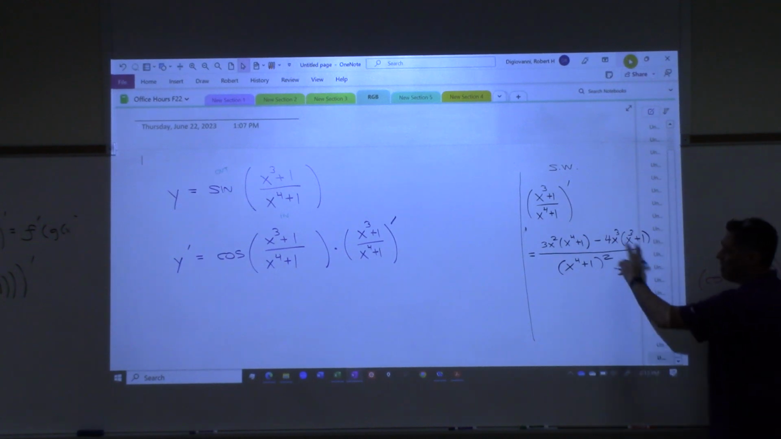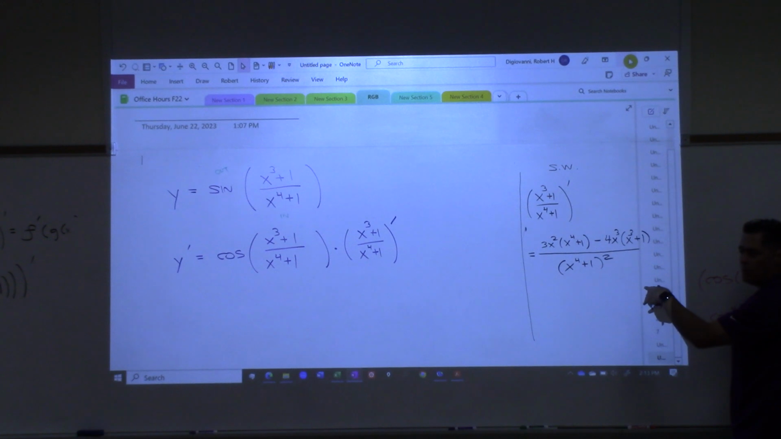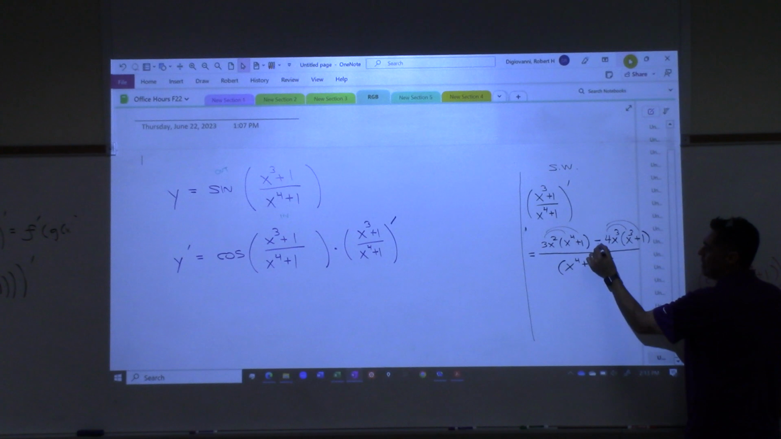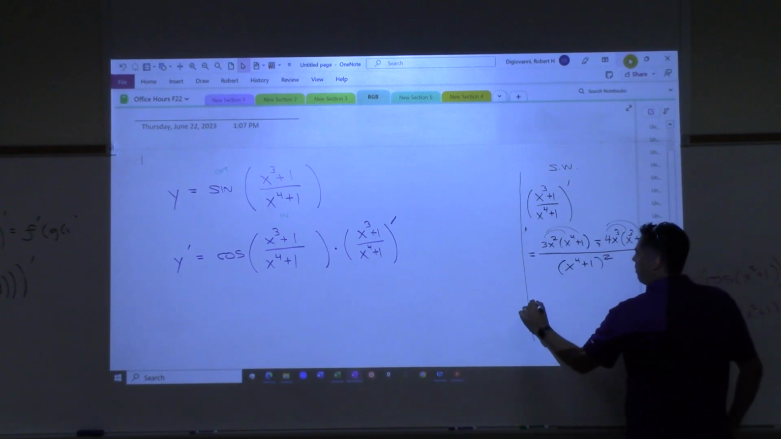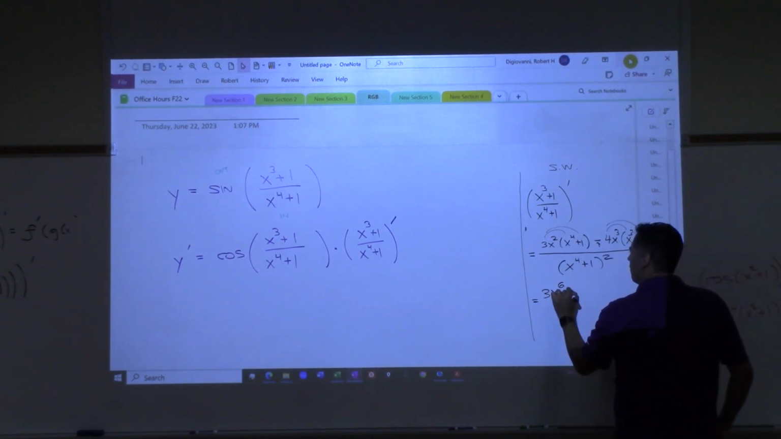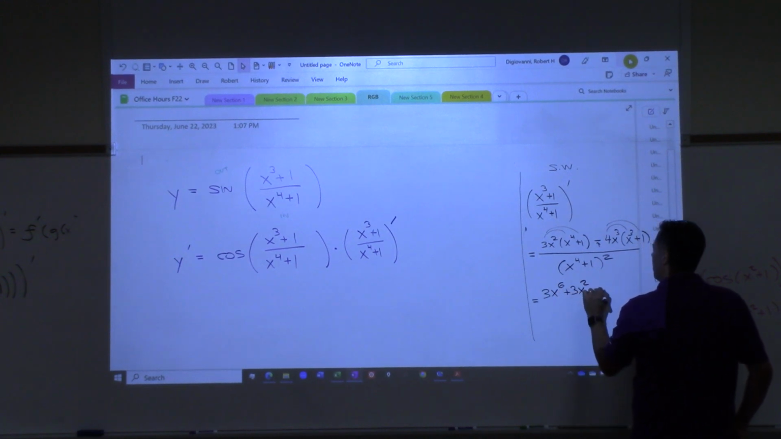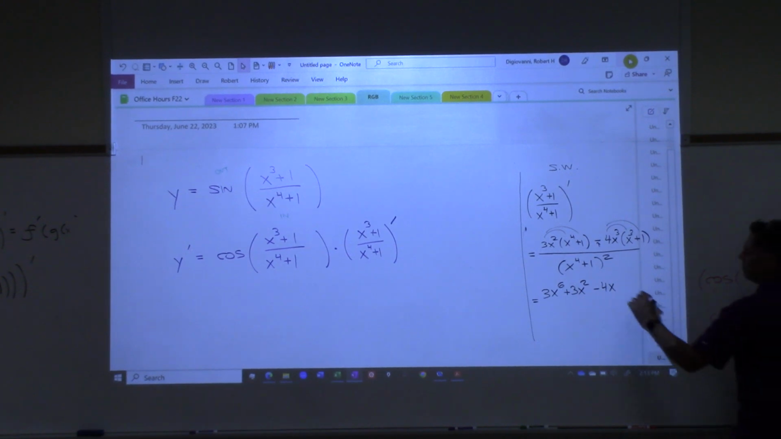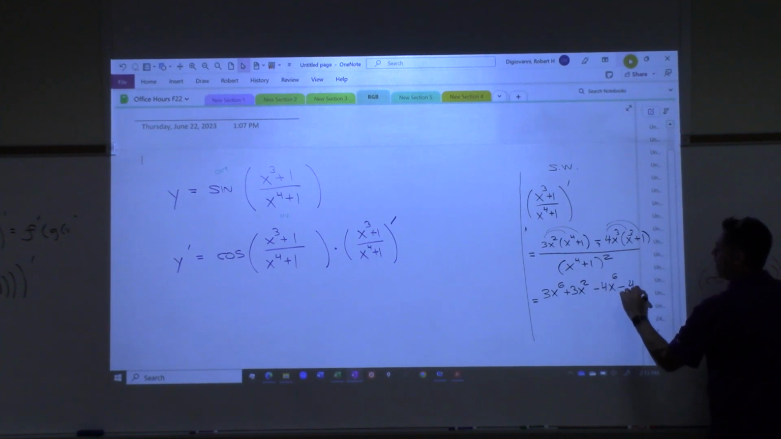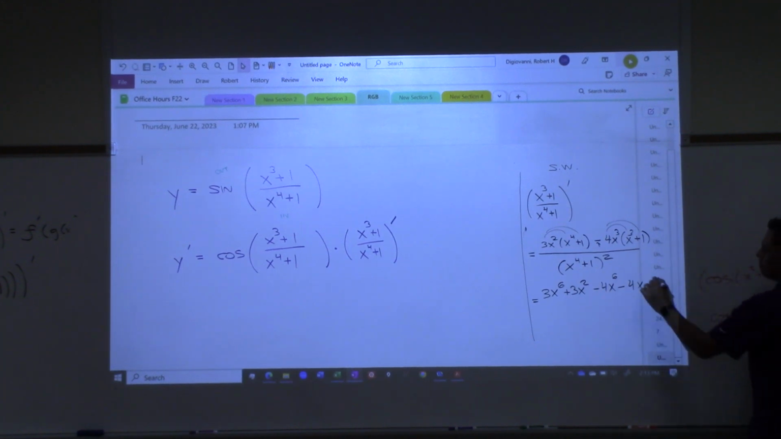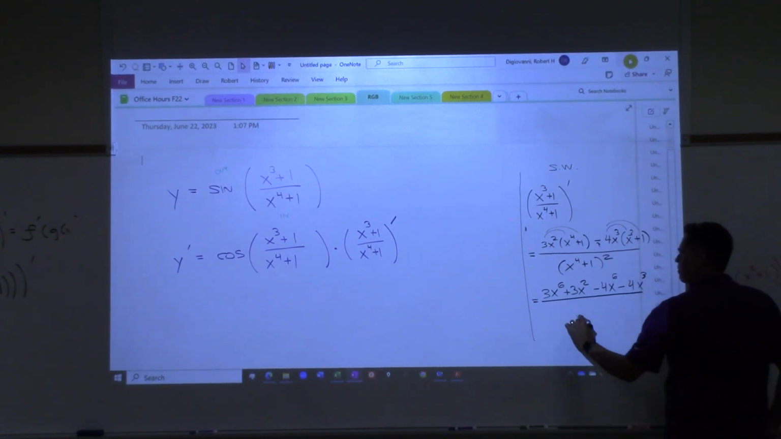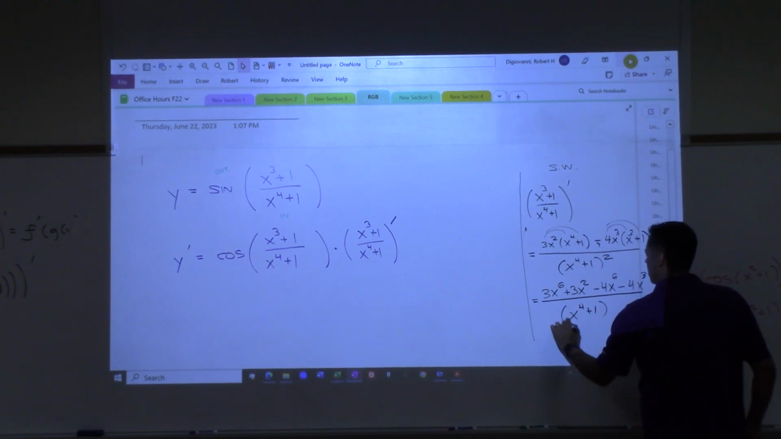Now, last class I just left this alone, didn't I? But I'm going to clean this up a little bit. I'm going to distribute here, I'm going to distribute here. And when I say distribute on the second one, I'm going to distribute that negative as well. So I will have 3x to the sixth plus 3x squared minus 4x to the sixth or ninth. What is that? What do I do? Add, subtract, multiply? Add them, sixth. And then minus 4x cubed. And then all of that over x to the fourth plus 1 squared.